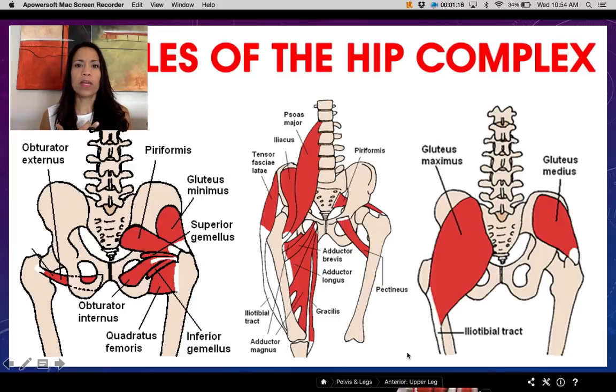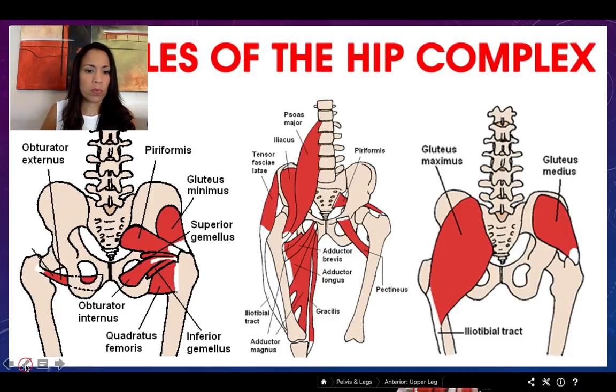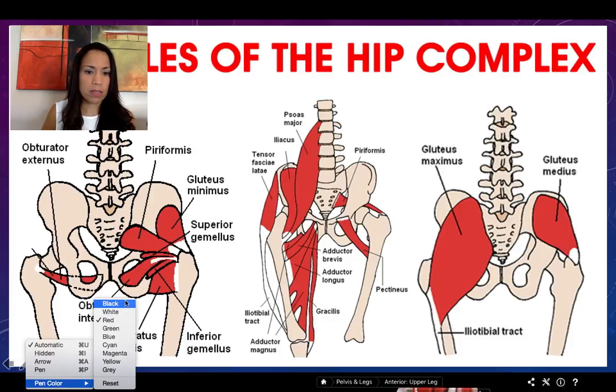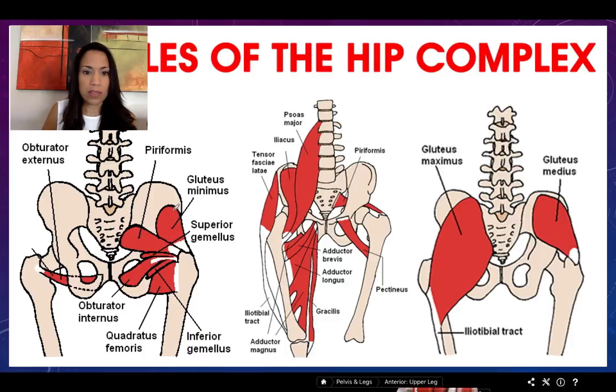Okay, what have we described so far? Today, we were talking about the muscles, this group of muscles, which are the lateral rotators. In this one, you can see the piriformis, the two gemellus, two obturators, and the quadratus femoris.